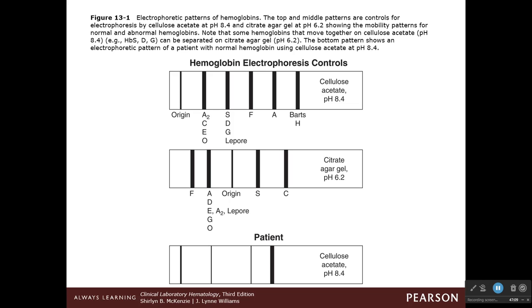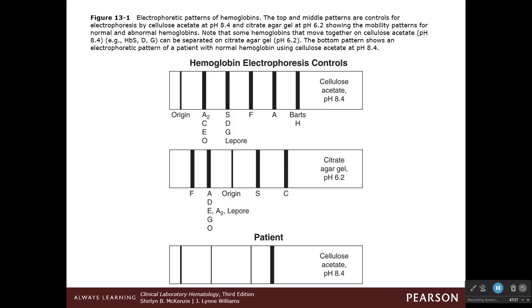Well, they've got a little bit of F, but they actually have kind of an increase in F. So that's the compensation that's occurring, right? They've got some A2, they have no S, but look at this big band in the C area. So what does that mean? That means my patient has hemoglobin C disease. And we'll talk about it later on. I'm just throwing these out there.